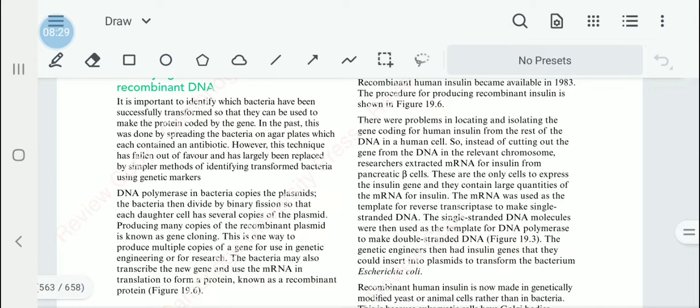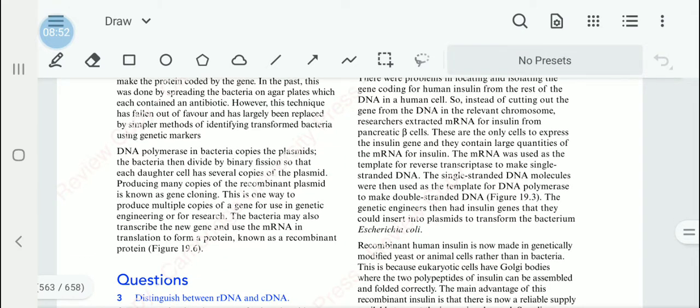Earlier what they did was they spread the bacteria on an agar plate which contained an antibiotic, because when it responds to the antibiotic, they would know which bacteria would contain it. However, now there are better methods that have been developed. So obviously we use genetic markers to do this.